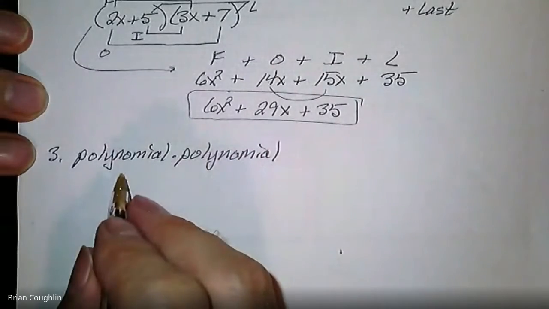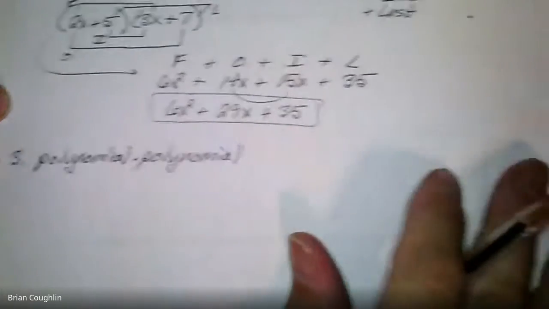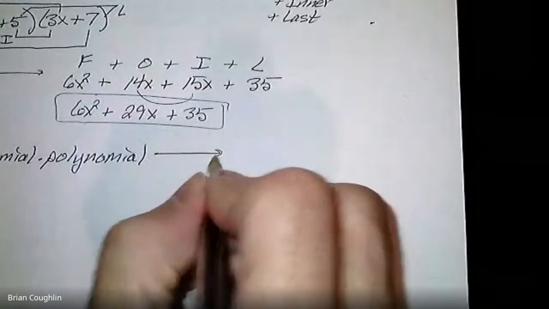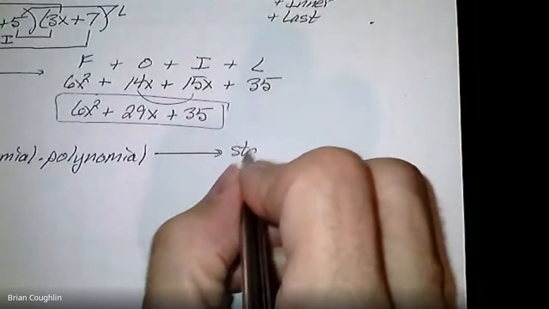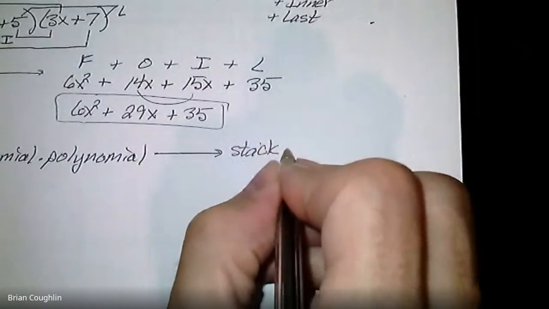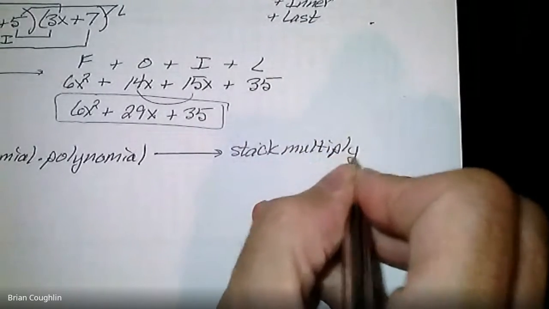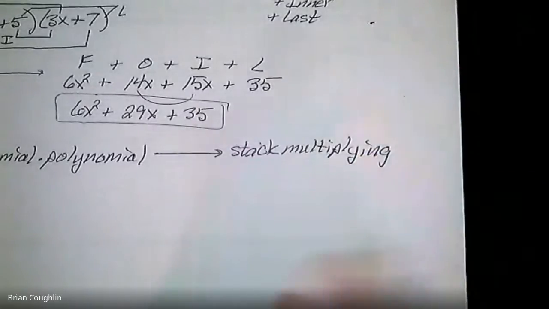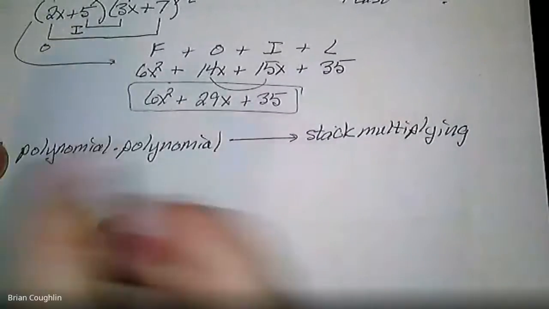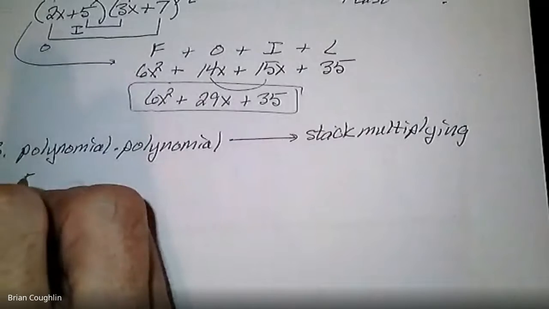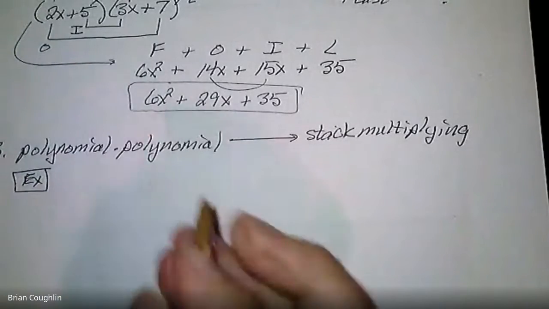So how do you do just any old polynomial times any old polynomial? There's a third method that's called stack multiplying. So what is that? It's a lot like the old-fashioned method of multiplying numbers. Let me give you an example.